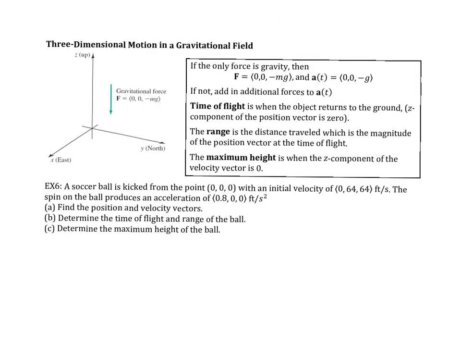So let's finally talk about three-dimensional motion. In this box, it says if the only force is gravity, then our force vector is going to be the vector 0, 0, negative mass times gravity. But since the only force is gravity, then that's our acceleration vector. We can write that as 0, 0, negative gravity.